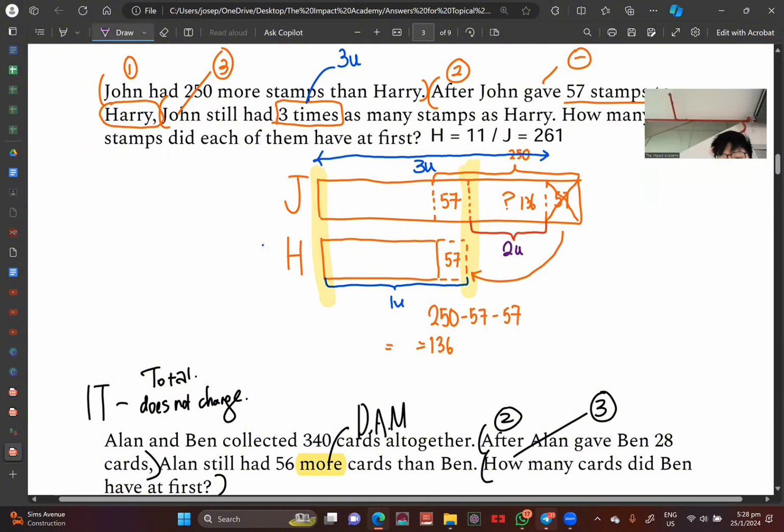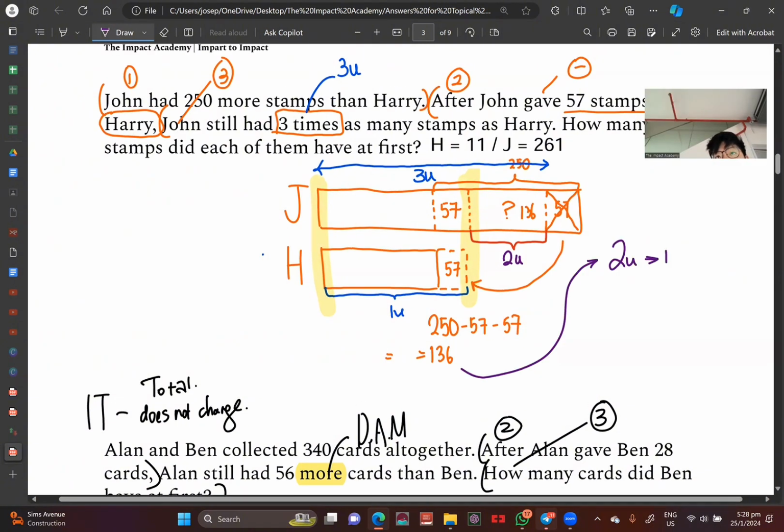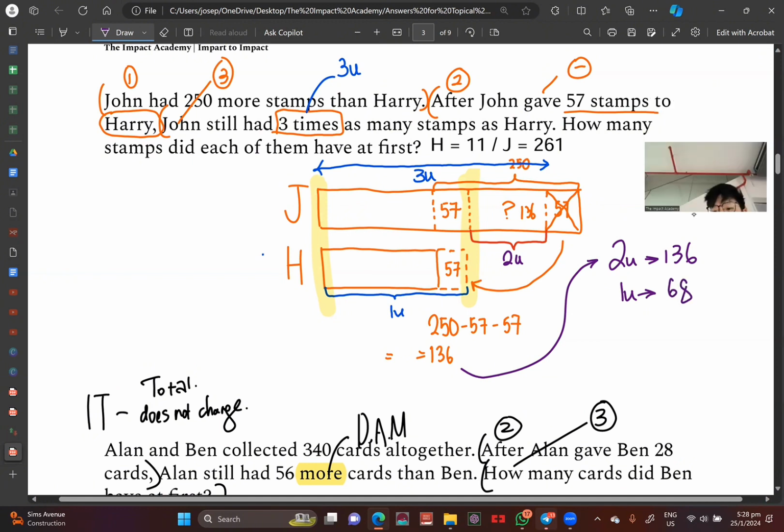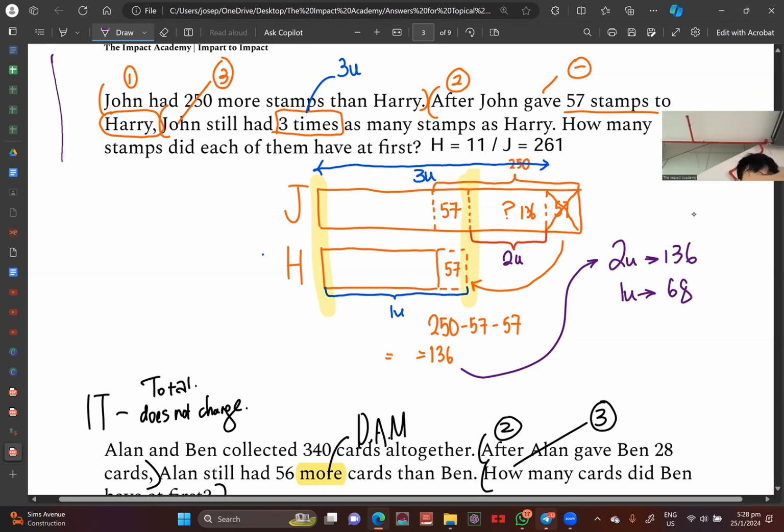Am I making sense? So from here itself, you continue, you say that 2 units is actually equals to 136. So we always want to make sure we have Mr. Greenman. All right, we will simply do 136 divided by 2. That gives me 68. The moment you get to 1 unit, you want to read the question. The question says, how many stems did each of them have at first? You must remember that this is internal transfer. Is that okay? All right, so let's see for John.